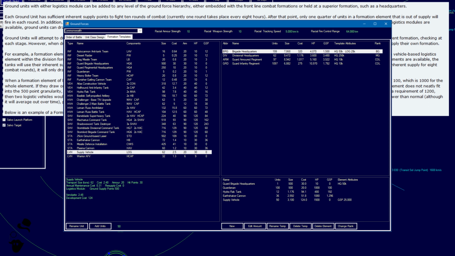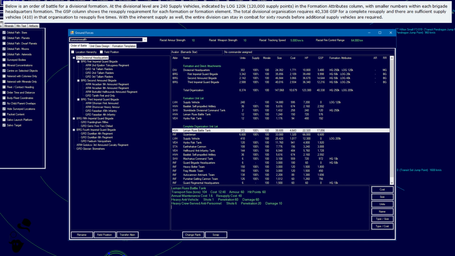Here is an example of a formation template for the brigade headquarters that includes 50 supply vehicles. Here is an order of battle for a divisional formation. At the divisional level are 240 supply vehicles, indicated by log 120k in the formation attributes column, with smaller numbers within each brigade headquarters formation.